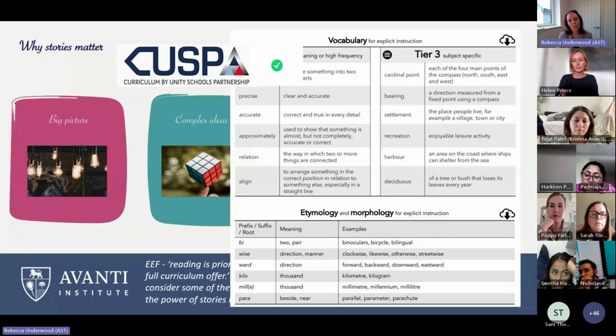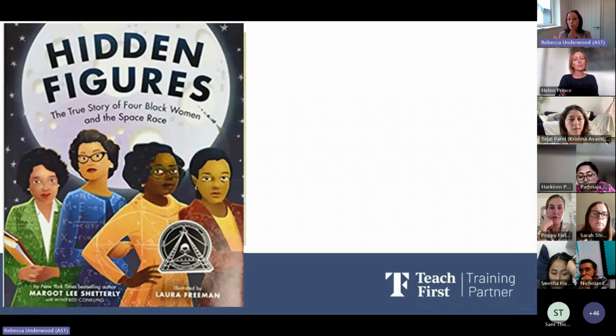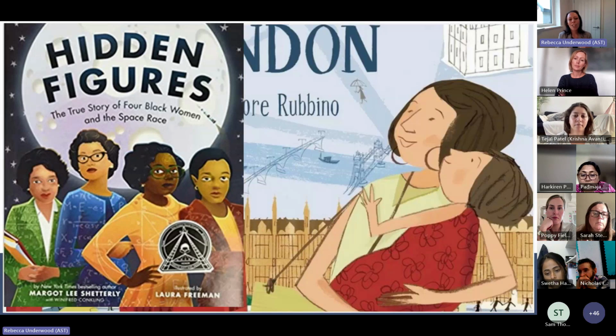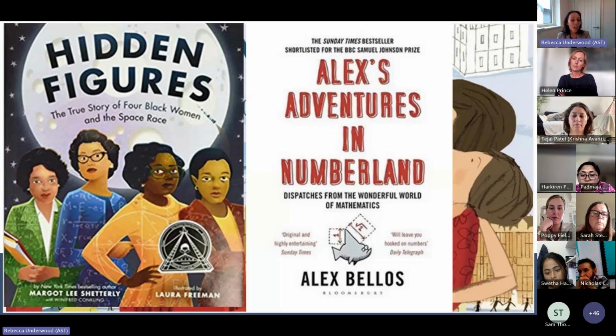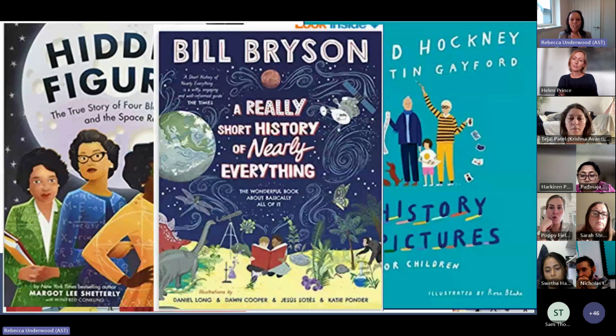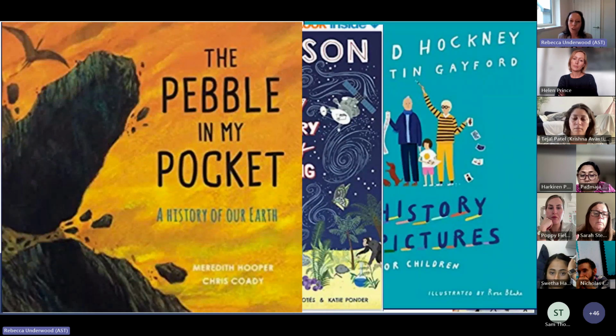And here's some of the wonderful books that Mary Myatt suggests for all curriculum areas, history, geography, maths even, art with David Hockney, Bill Bryson, like all of these fantastic books. A Story of Our Earth, so like a geography aspect as well. So all of those wonderful, wonderful stories can also help us deliver a wonderful, wonderful curriculum.